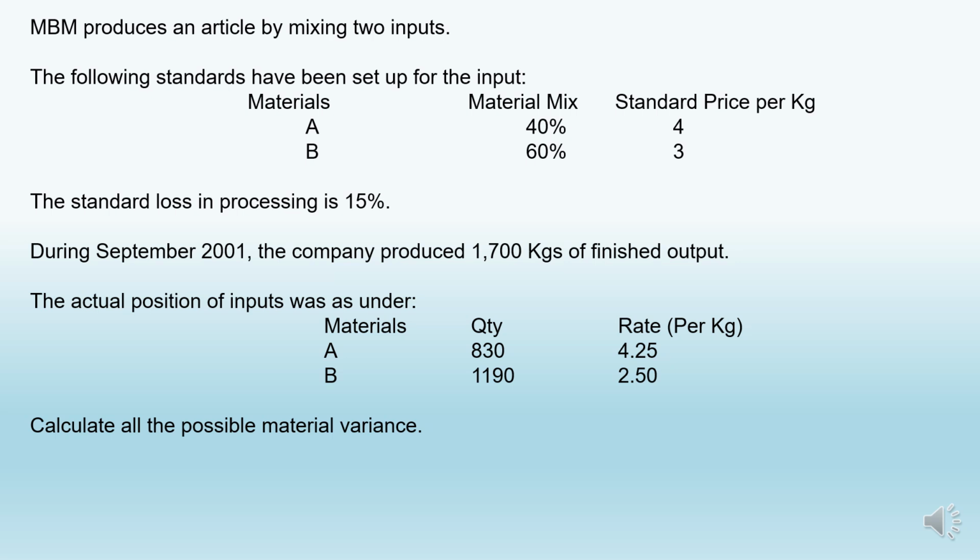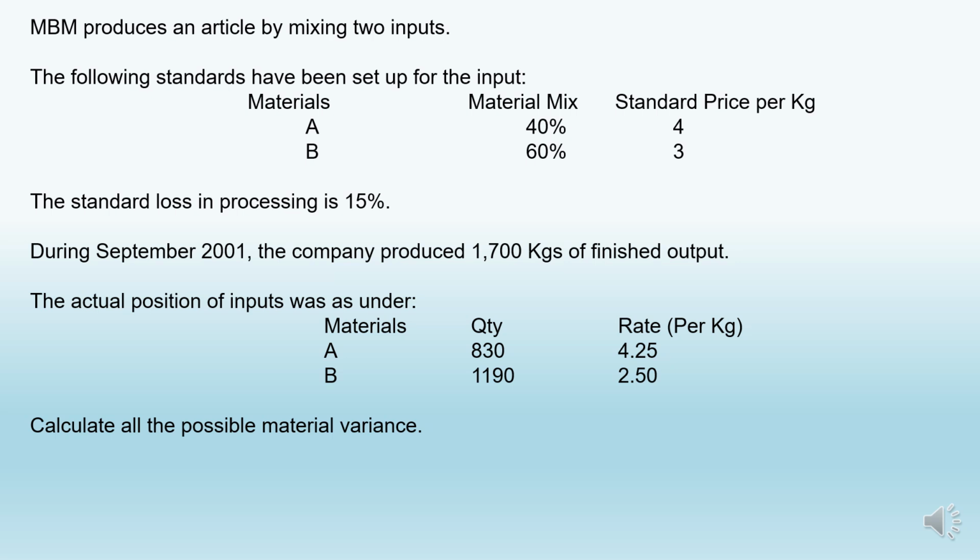Since we have limited time and limited examples, I am sharing only one example. It is not necessary that these steps need to be followed in all the questions. This is one of the tougher questions. The question says during September 2001, the company produced 1700 kgs of finished product or output. The actual positions for A and B are given. Calculate all possible material variances.